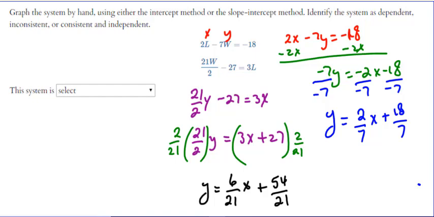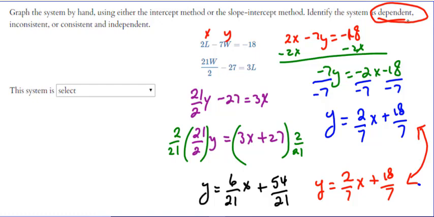Now, let's simplify this. I know I can pull a 3 out of both of those, so that'd be y equals 2 over 7x. And if I pull 3 out of those, that leaves me with this. And we can see that these two are both the same line. So it would be dependent. I wouldn't need to graph it to do it from there.